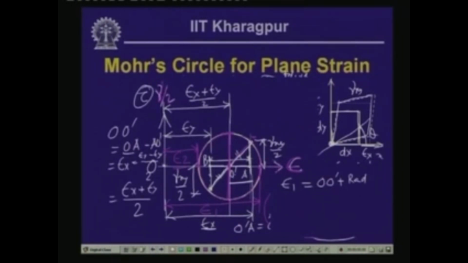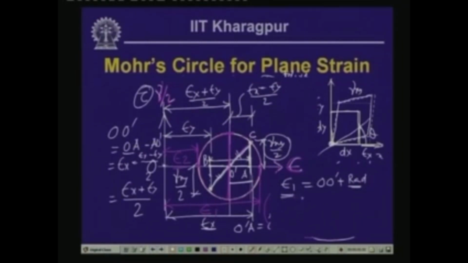this particular diagram, O dash A and C, from this particular triangle C A dash is equal to gamma xy by 2, O dash A is equal to epsilon x minus epsilon y by 2. So, the distance CO dash, which is the radius, is equal to root of epsilon x minus epsilon y by 2 square plus gamma xy by 2 square.